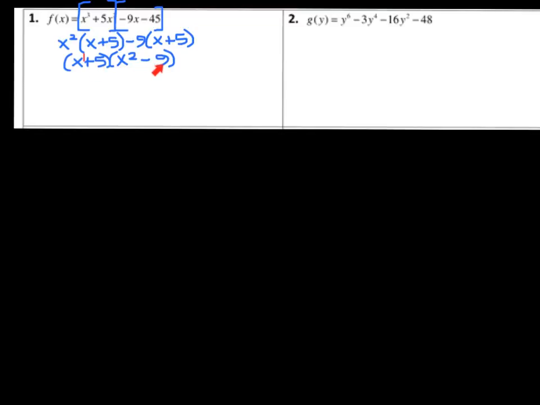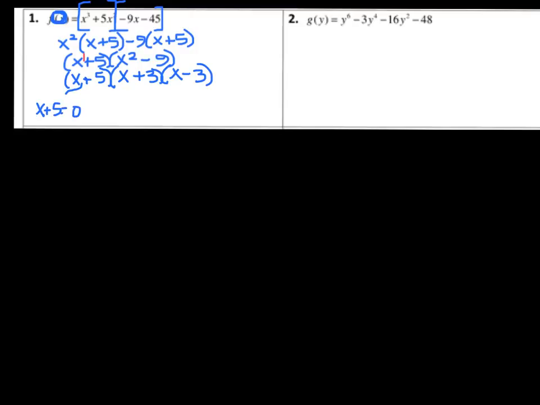But I need to look at this, and I notice this is the difference of squares. So I know that will factor further. So this becomes x plus 5. The difference of squares is x plus 3, x minus 3. That is fully factored. I believe on your paper this is set equal to 0, which means I want to solve this. So I'm going to take each of these factors out and set them equal to 0.